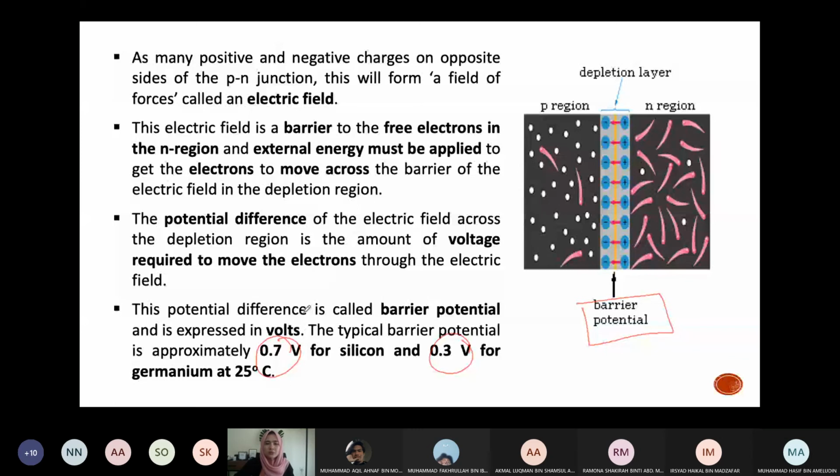So barrier potential is the potential difference expressed in volt. Basically, what it means is that for the free electrons in the N region to move to the P region, it needs to satisfy this required voltage. Okay, so silicon needs 0.7, germanium needs 0.3 volt.